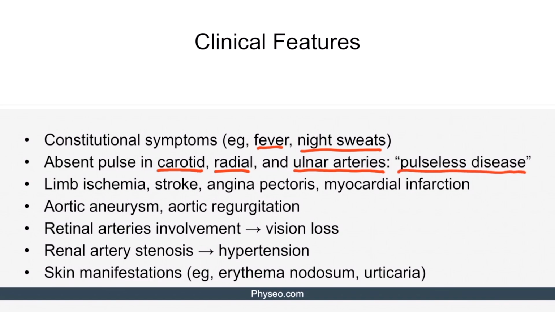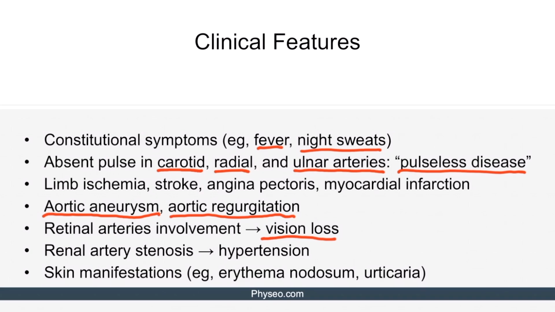And so naturally, it would make sense that there would be hypoperfusion, especially of those limbs, and lead to limb ischemia. Similarly, hypoperfusion of the brain can result in a stroke, and hypoperfusion of the myocardium can result in angina pectoris and myocardial infarction. And as we mentioned on the previous slides, hypoperfusion and ischemia of tissues is due to that fibrosis and narrowing of the vessel lumen. Now, as the disease progresses, structural changes in the major vessels can result in aortic aneurysm and aortic regurgitation. In addition, involvement of retinal arteries causes hemorrhages and vision loss, while renal involvement can cause renal artery stenosis.